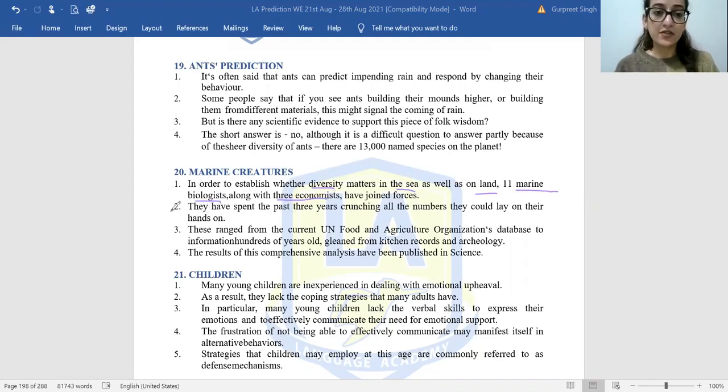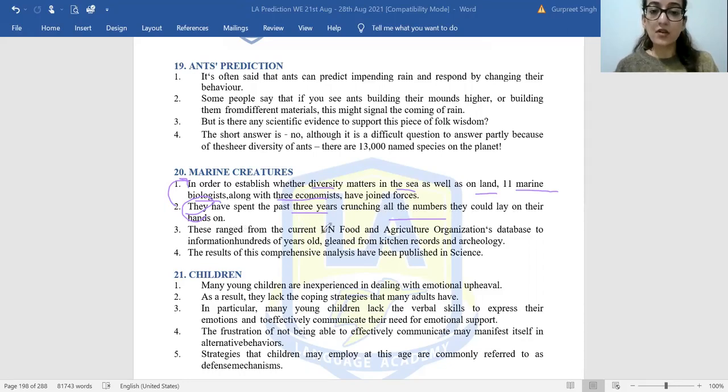They have spent the past 3 years crunching all the numbers they could lay their hands on. So "they" means these people, that is why this sentence comes after. In this sentence, the element was the time period, 3 years, crunching all the numbers. So we're talking about some numbers.